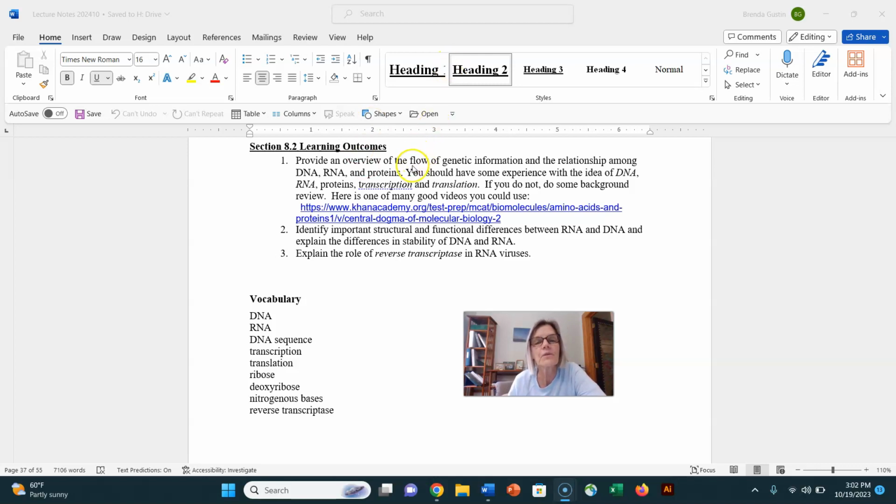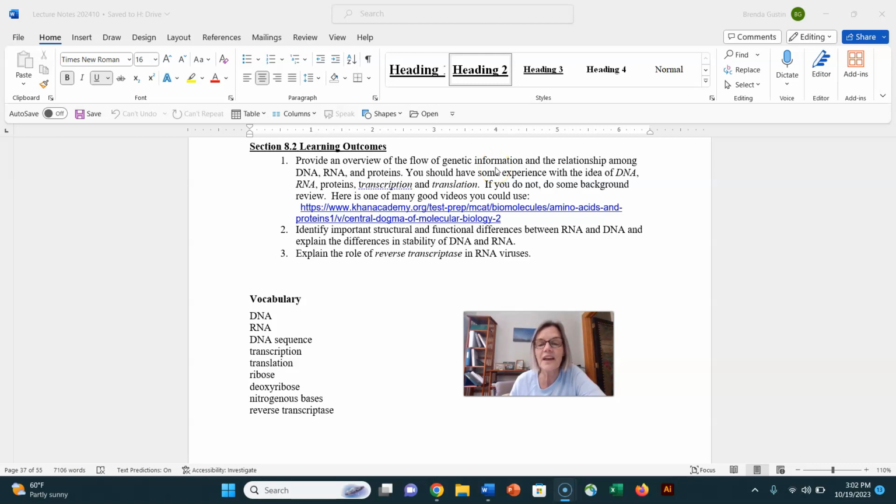Before we go any further, though, I want you to see this term flow of genetic information. If somebody says that, they're typically talking about how DNA is used to make RNA and RNA is used to make proteins. And remember, proteins are the molecules in our cells that perform the functions. They're the structural molecules, they're the enzymes. So it's really important that our cells make proteins, and DNA is the instructions on how to make those proteins. And so here we call that the flow of genetic information.